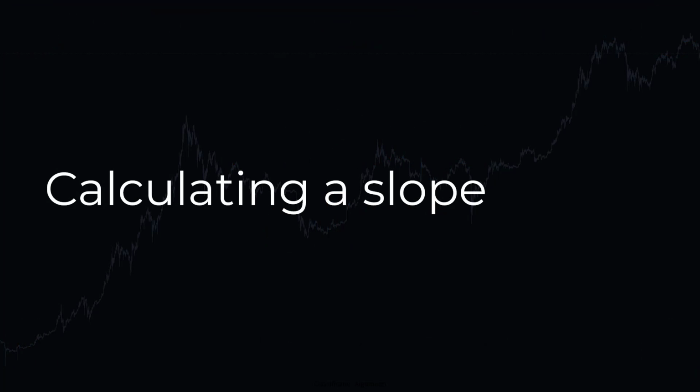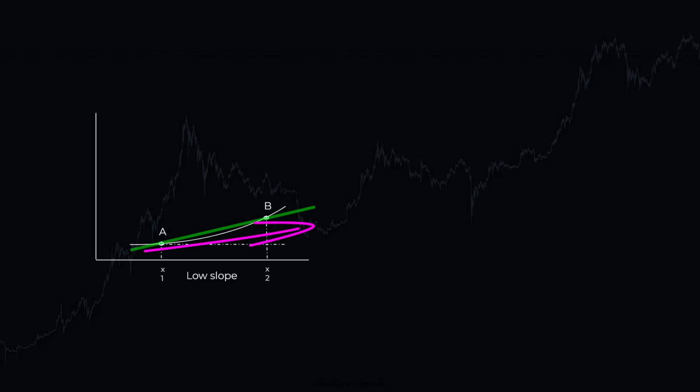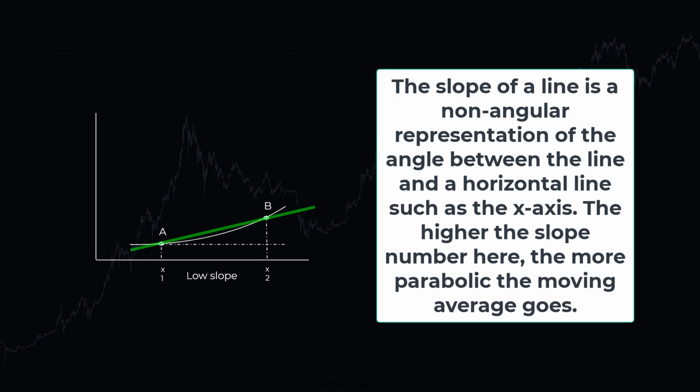The idea behind this strategy is that I only enter a trade when a moving average goes upward. In these cases, a moving average has a certain positive slope or steepness. The slope of a line is a non-angular representation of the angle between the line and a horizontal line, such as the x-axis. The higher the slope number here, the more parabolic the moving averages go.